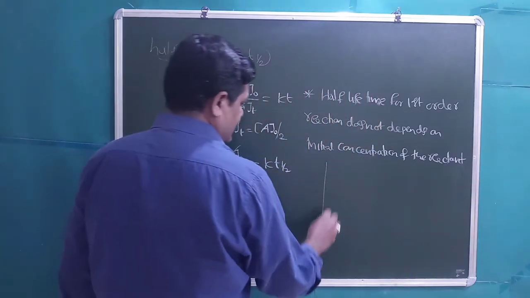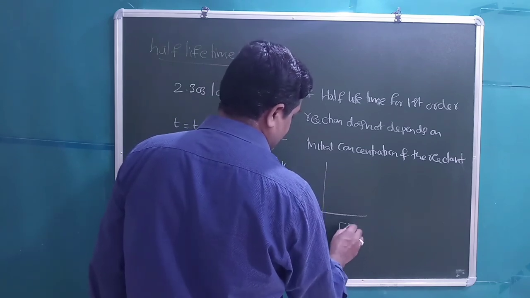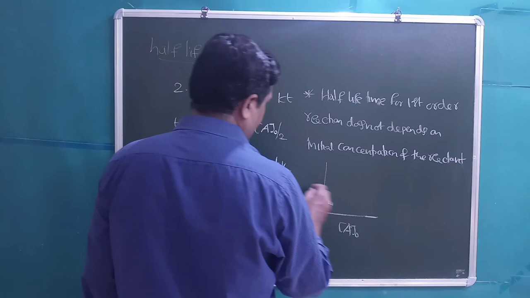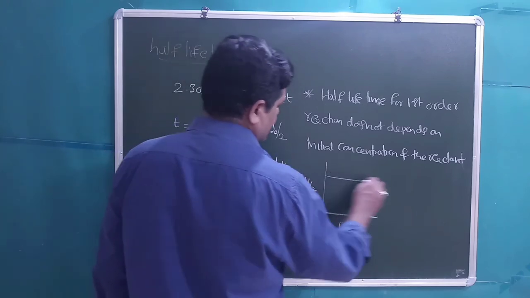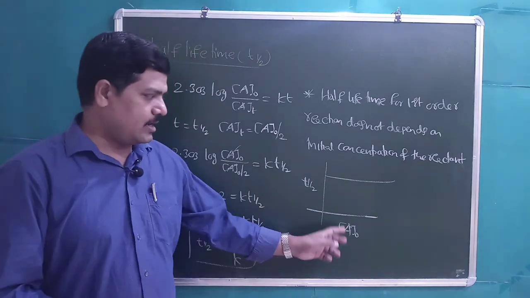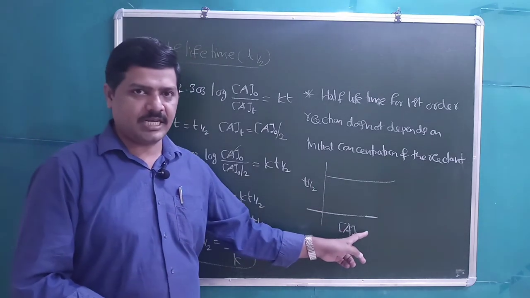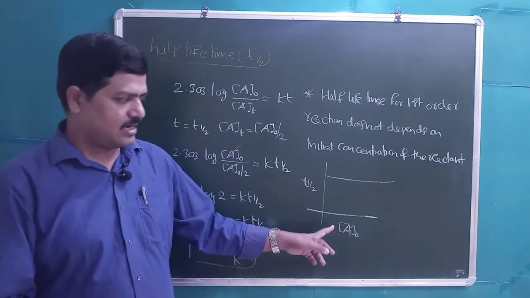So when we draw the graph, taking A naught, the initial concentration, on the x-axis and t half on the y-axis, we will get a straight line, because for the first order reaction, t half is independent of the initial concentration A naught. Students, this is about the first order kinetics.